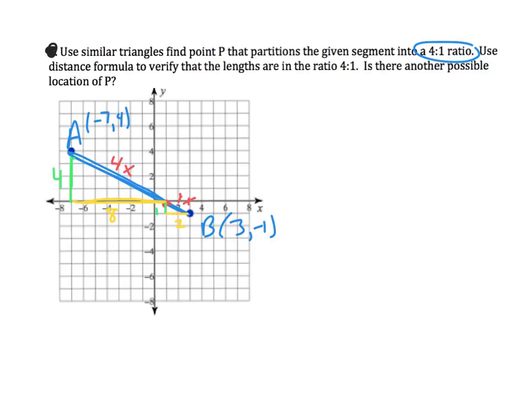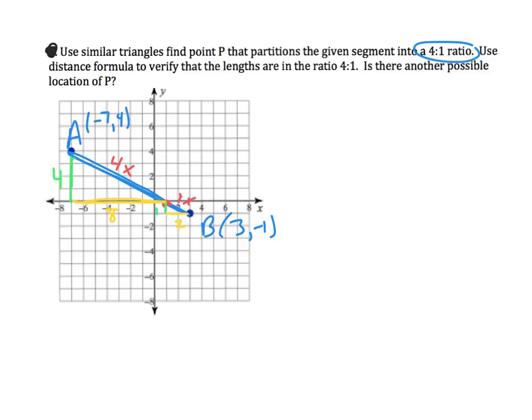So first let's convince ourselves that those two triangles are similar. My proof here is I've got a right angle there and there. So that's one pair of angles congruent. And then if we can agree that horizontal lines on a coordinate graph are parallel, or vertical lines are parallel, either way we've got corresponding angles there and there. So by angle-angle, the triangles are similar.